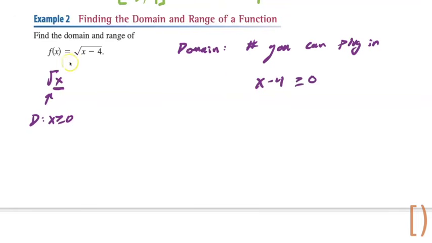Again, we set this up because it is a square root. We do it this way, and then we just go plus 4, x is greater than or equal to 4. And that's your domain. All numbers greater than or equal to 4. That's in set notation, and most of the time we just leave it like that.